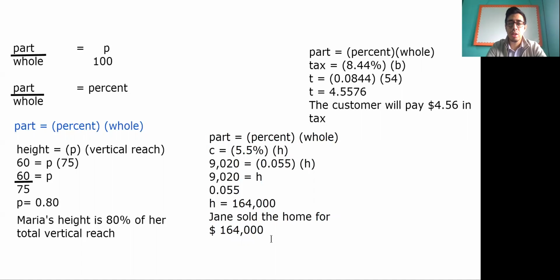She sold the house at this price, so she obtained the commission of 5.5%. It was 9,020. So if you have the percent and you have the commission she obtained, you already have the percent she's going to obtain by the commission, right? So you can find the whole. If you have the percent and you have the part, you can find the whole.